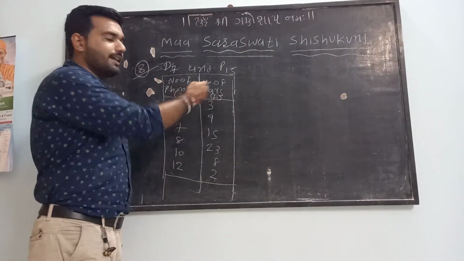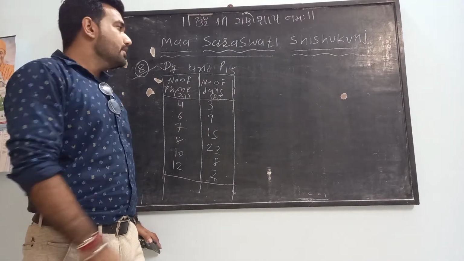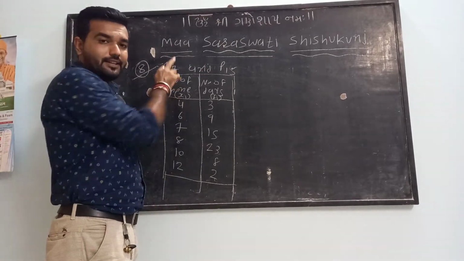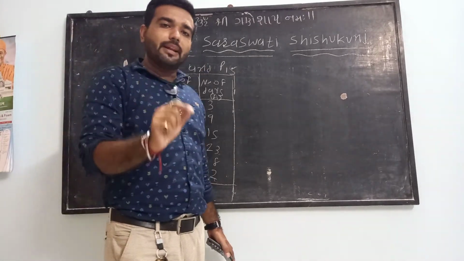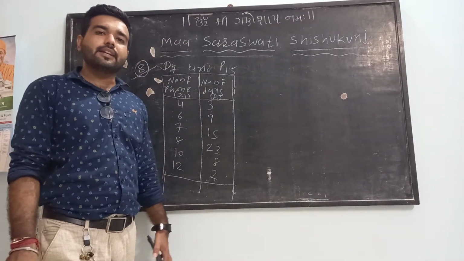Here xi and fi are given, which means a discrete frequency distribution is given. So our formula for finding D7 and P15: D7 is equal to the 7 times (n plus 1) by 10th observation, seen in the cumulative frequency, CFi.